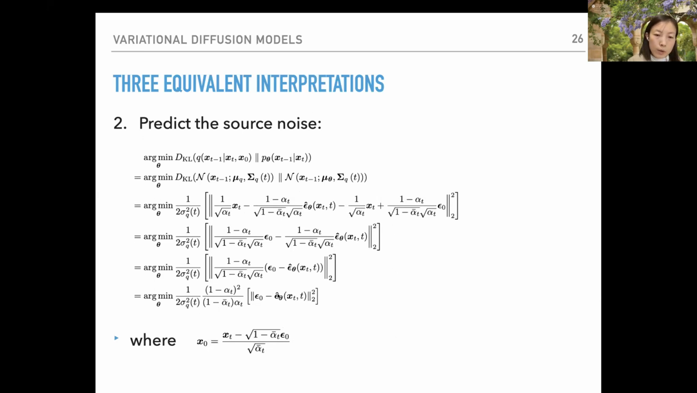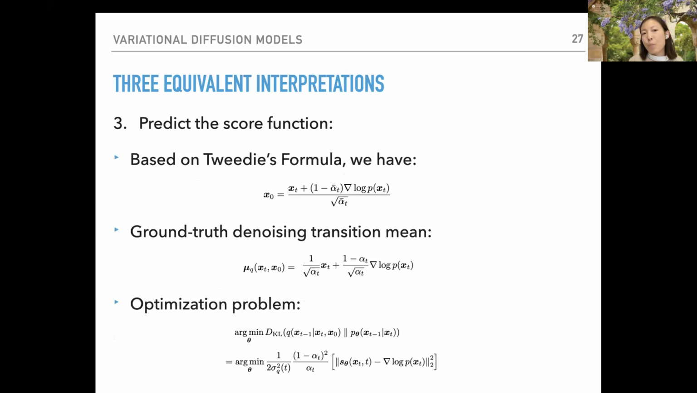So if epsilon theta is a neural network, in this case, we learn a neural network to predict the noise. And the third interpretation is to predict the score function. This formula is based on Tweedie's formula. So after the transformation, we can see that we can learn the neural network to learn the score function.